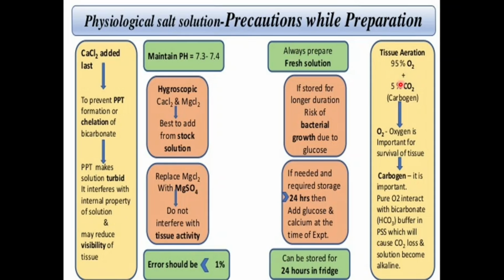Give the carbon dioxide from the outside, so that the removal of the carbon dioxide will be compensated by the carbon dioxide which you are giving from the outside. So this is the reason the carbon dioxide is given along with oxygen, and the combination of the oxygen and the carbon dioxide is also known as carbogen. Carbogen is the combination of 95% oxygen and 5% carbon dioxide, and carbogen is given to the tissue, and that is known as tissue aeration.